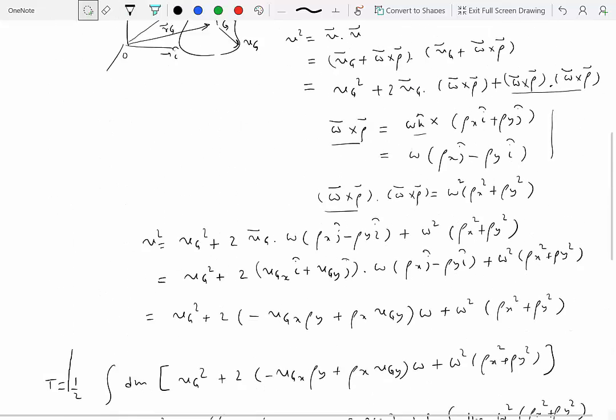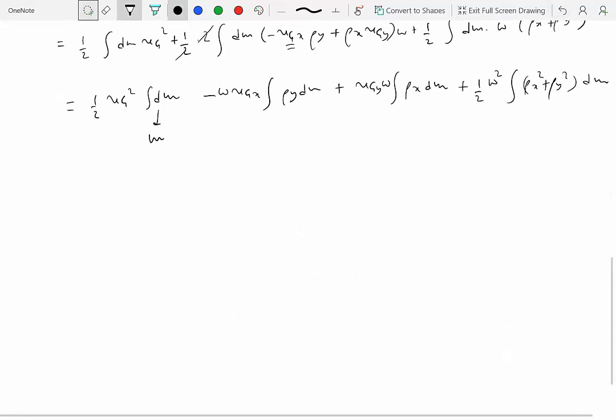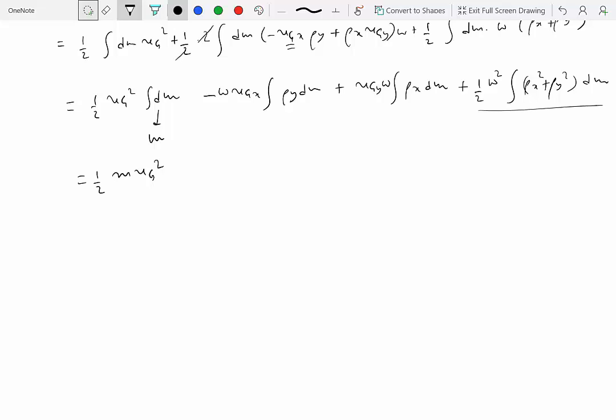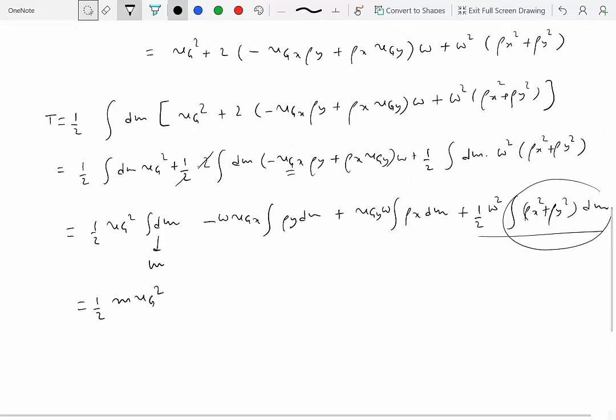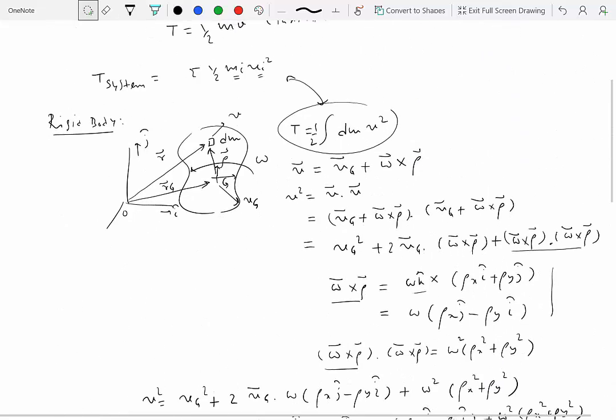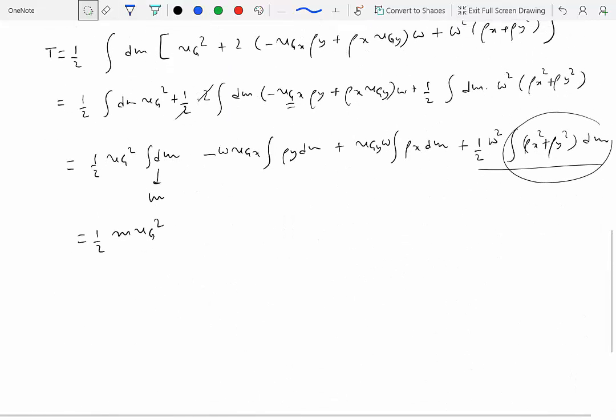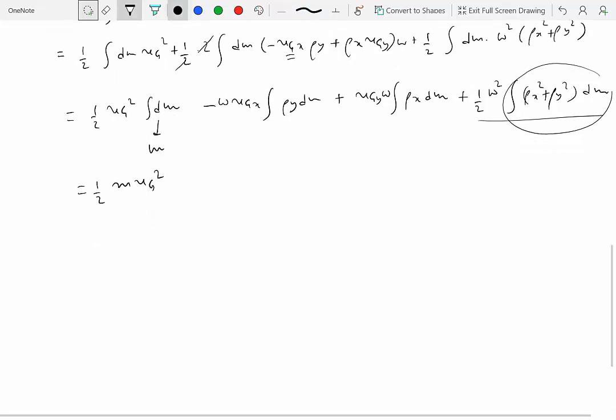Okay, so now let's look at what these terms are. So we have 1/2 the total mass of the rigid body, vg squared, and I'm going to write this term first now. So this is integral dm rho x squared plus rho y squared. Rho x squared plus rho y squared is actually the square of the distance from the center of mass to the differential element, right, which is this distance right over here, and that actually gives you the distribution of the mass about center of mass. And you know that this quantity is actually called centroidal mass moment of inertia, so that's plus 1/2 Ig times omega squared. Now let's look at this term.